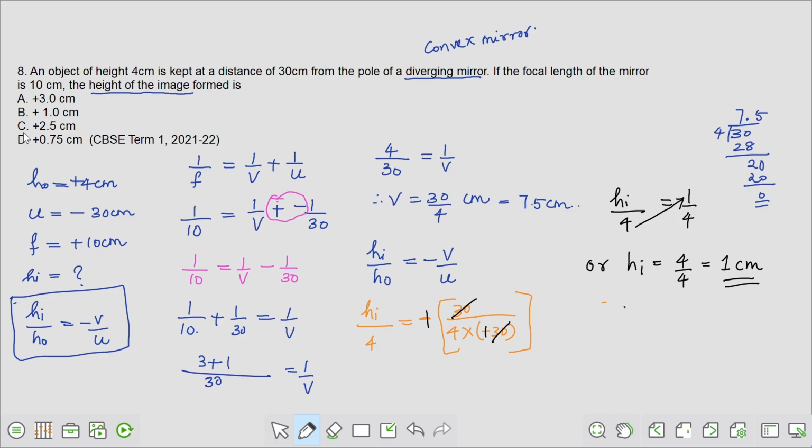So what is the option? Option B, 1 centimeter. That's it for today. So don't forget to revise the formulas, sign conventions and ray diagrams thoroughly before you start solving these questions.